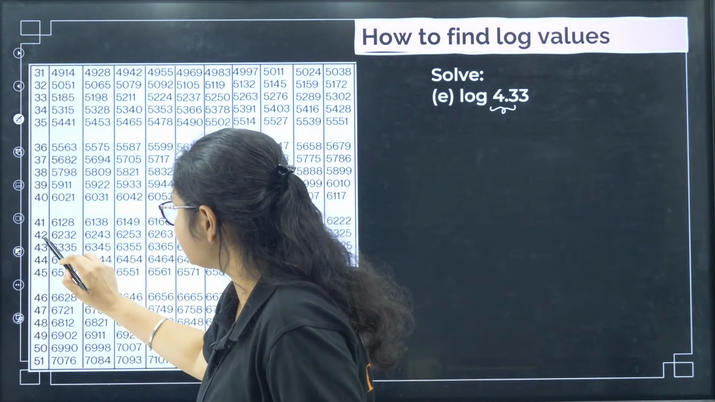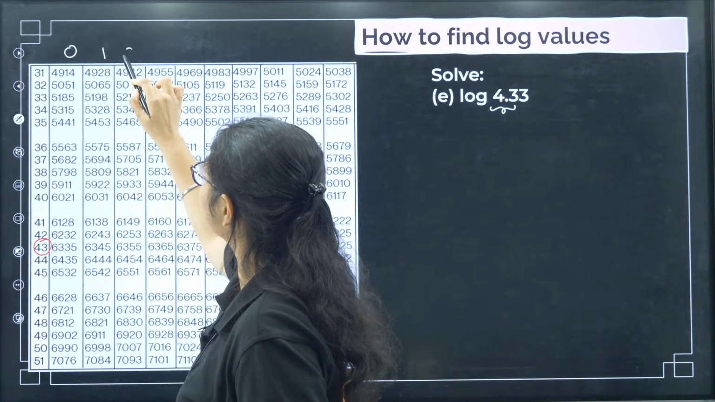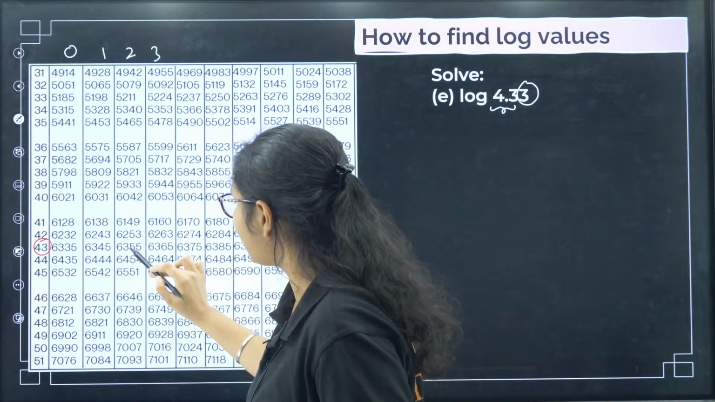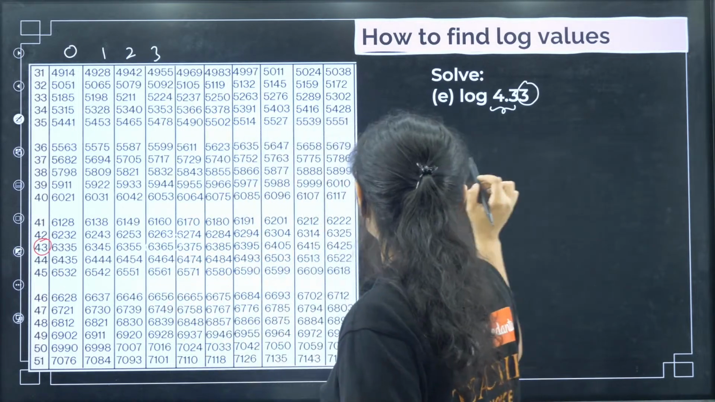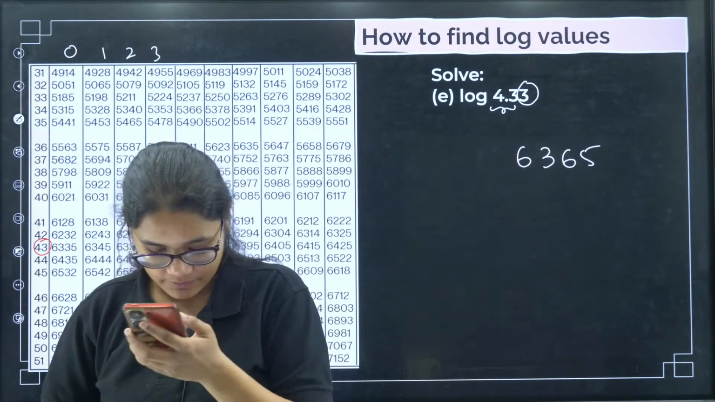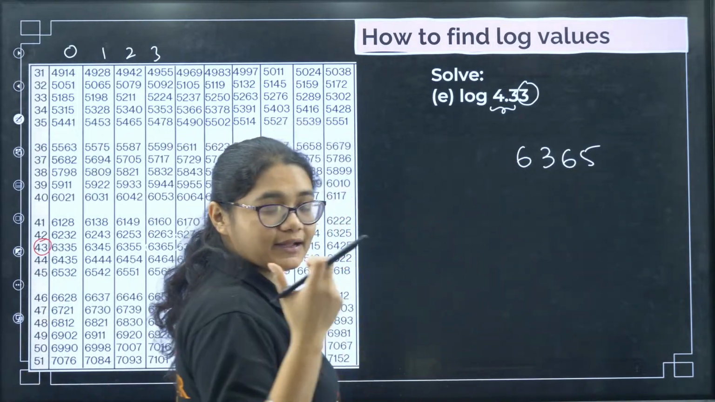So if I have 43, what will I get? See, 43 is there. Next, what do I have here? 0, 1, 2, 3. So 43 and the third digit is 3. So 43, 3, I will match. This is the number I am getting, 6365. All are getting 6365? Yes. Now see, after that what do you have to do?